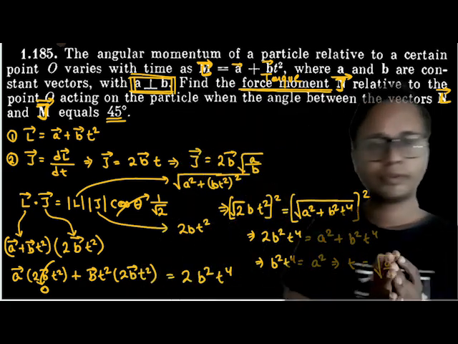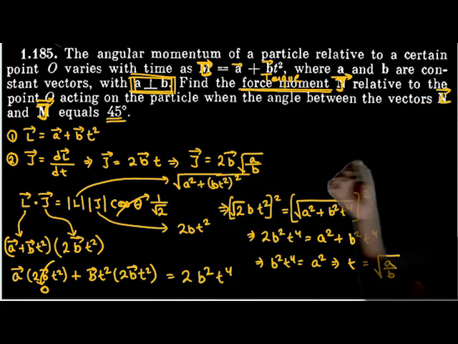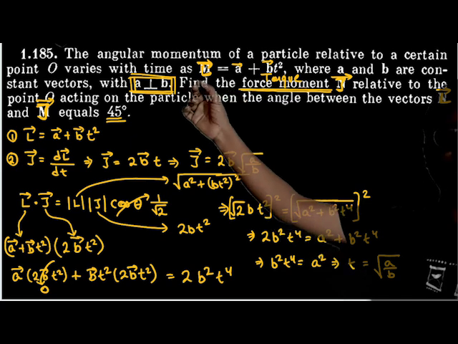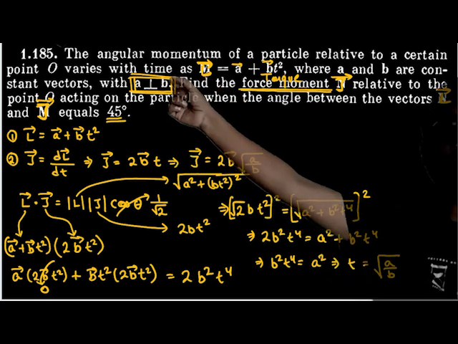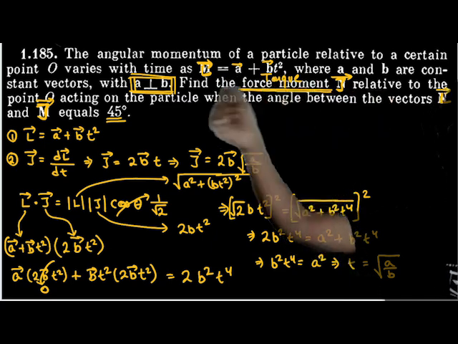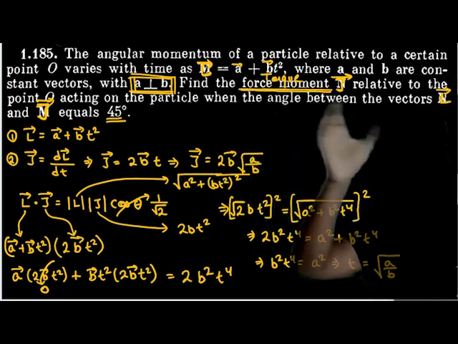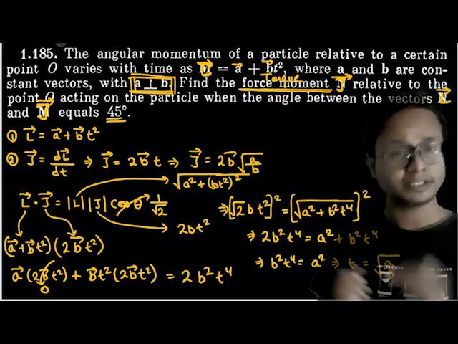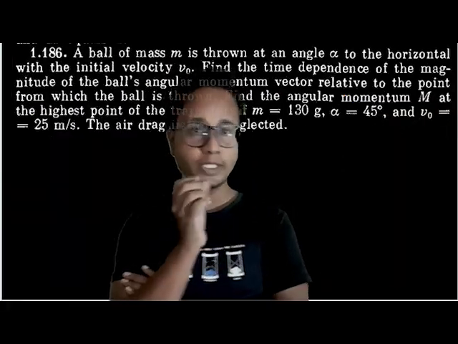In this question, this was nothing but the concept of linear mechanics translated to rotational mechanics. If you just translate the question, instead of using angular, you use linear terms. The linear momentum of a particle relative to the origin varies as A plus Bt square, where A and B are constants, and A is perpendicular to B. Find the force relative to the origin when the angle between the force vector and the momentum vector is 45 degrees. The same question, just in rotational terms. Now we go to the next question.